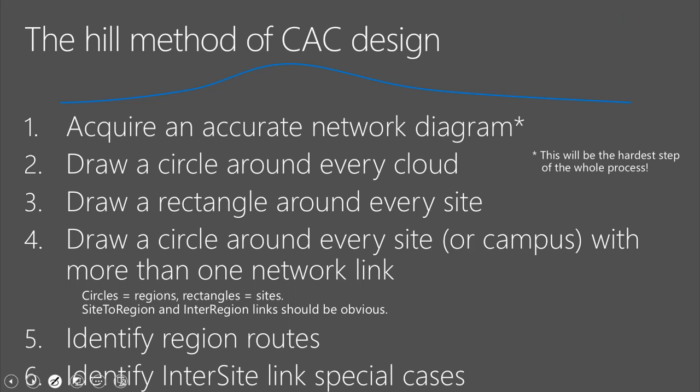And this is just me. You won't find this in any book or on any web page. I'm calling this the Hill method of call admission control design, all right? And it's a 6-step process. And if I gave this process to you and you followed it, I think most of the time you'd end up with the same design for the same network.